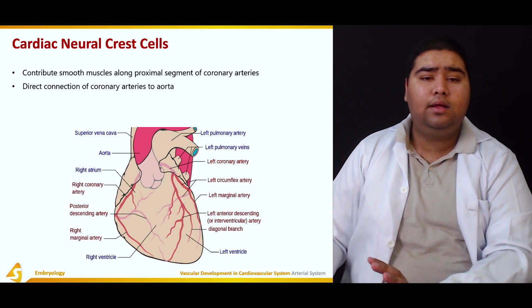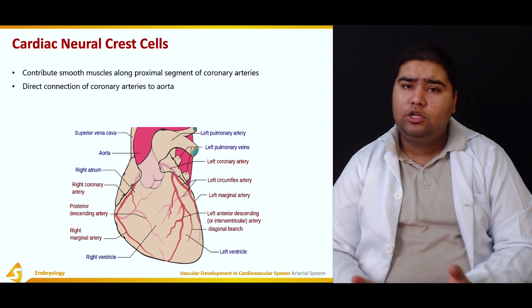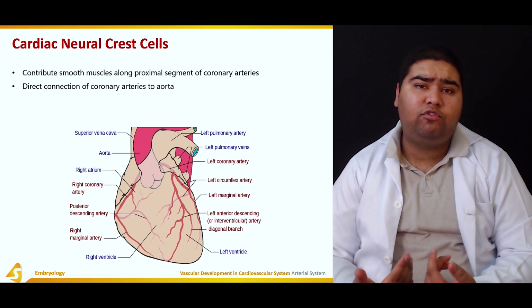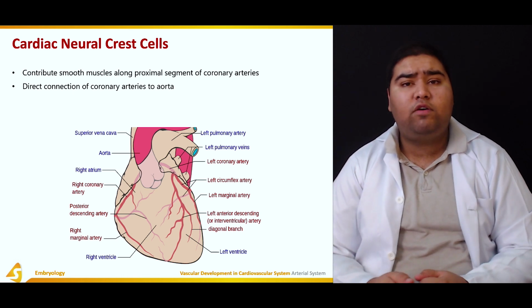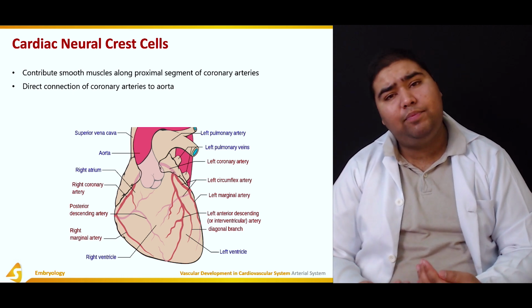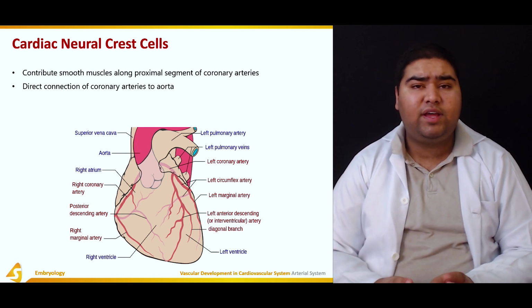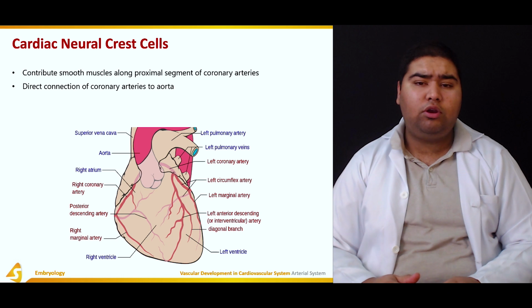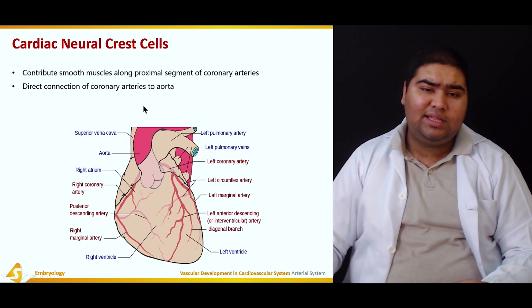So they direct the connection of coronary arteries to the aorta. So they are helping in the formation of the smooth muscles. They are also helping in the formation of appropriate vessels at the appropriate site. That is, they help in the formation of connection between the developing coronary arteries and the aorta, which are the biggest vessels in the body.